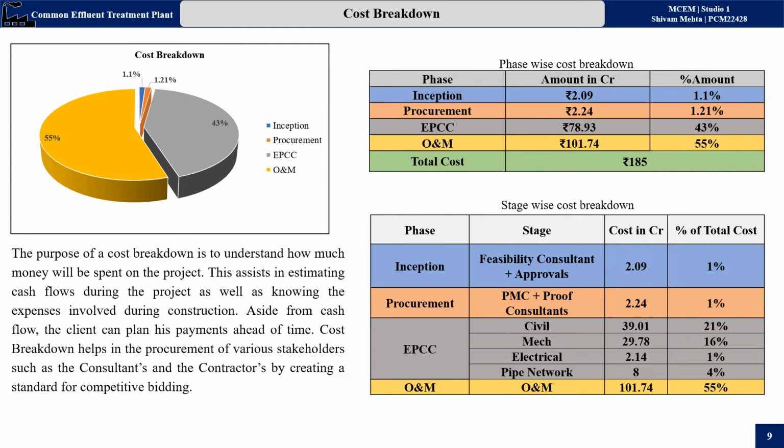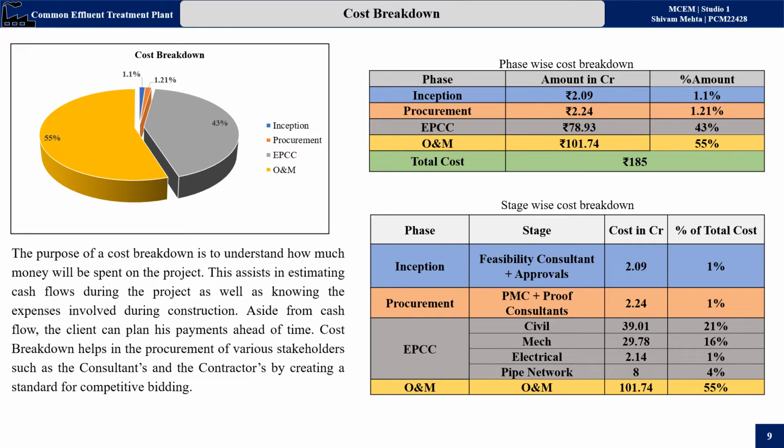So now we will see the cost breakdown. The main purpose of cost breakdown is to understand how much money will be spent on the project. This assists in estimating cash flows during the project as well as knowing the expenses involved during construction. Aside from cash flows, the client can plan his payments ahead of time. Cost breakdown helps in procurement of various stakeholders such as consultants and contractors by creating a standard for competitive bidding. So for the cost breakdown, we have referred to 4-5 DPRs and tenders of common effluent treatment plants in India.